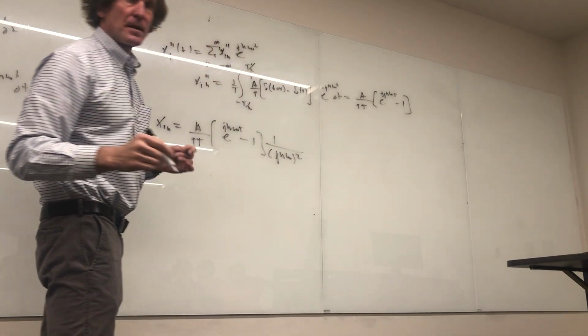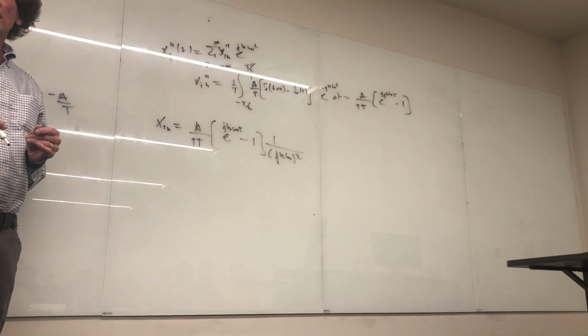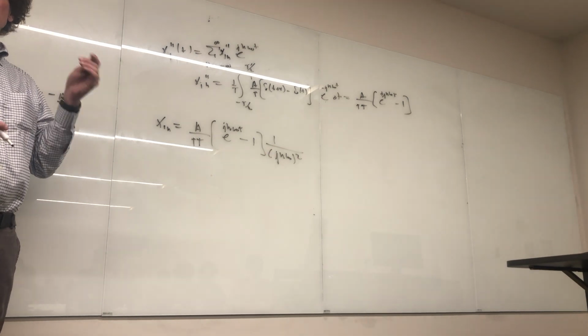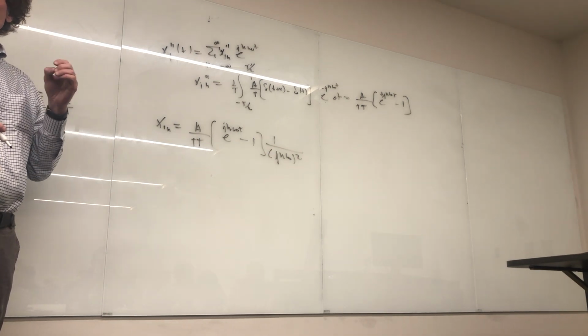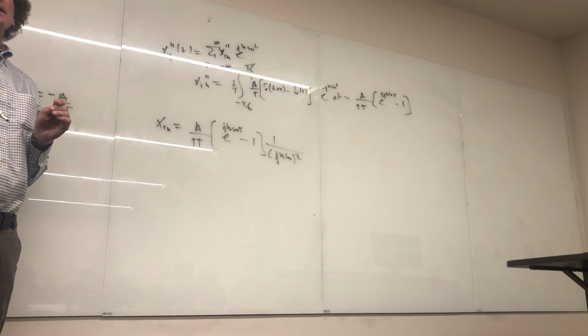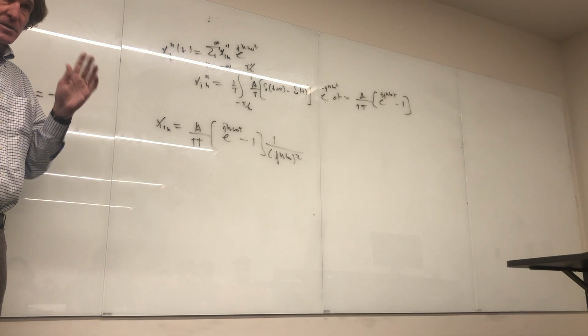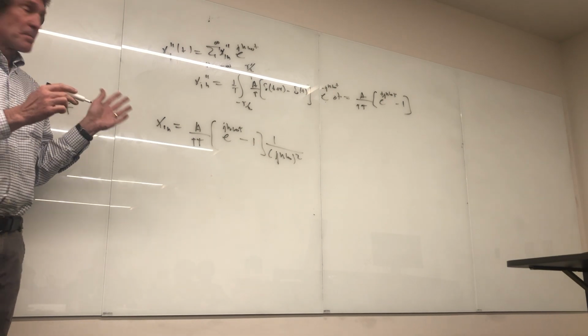Correct, class? Everybody see what I'm doing step by step? It's very straightforward if you've been listening to the lectures and paying attention. There's nothing tricky. There's no crazy integrations. These are just derivatives and making sure you divide by j n omega naught squared.